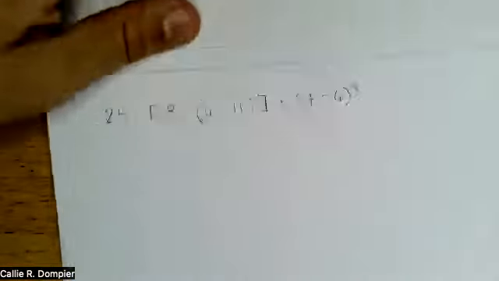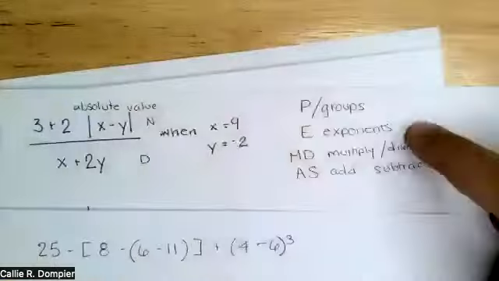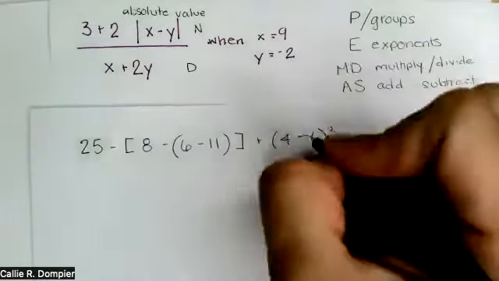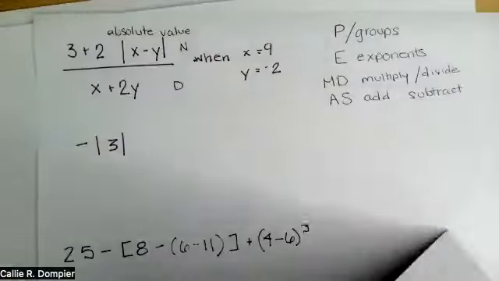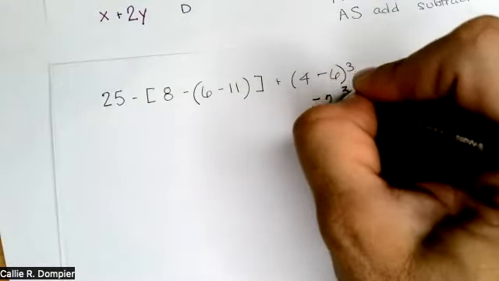All right. So here, start with grouping symbols, right? Because we have groups, then exponents, then multiplying, then adding. So groups would be, did I copy it right? 4 minus 6 becomes -2. And then we're taking that to the third power.